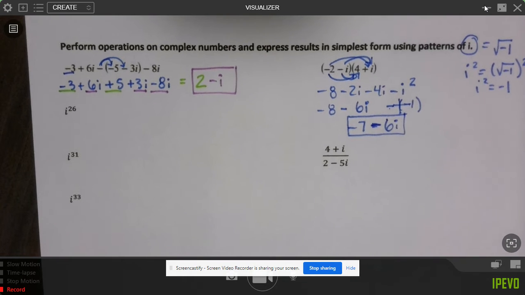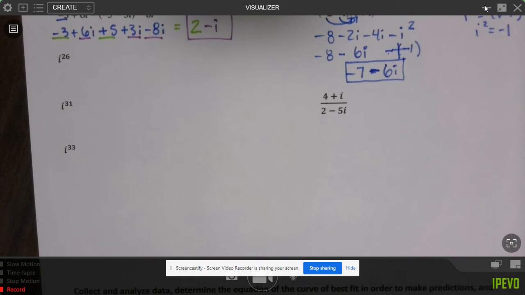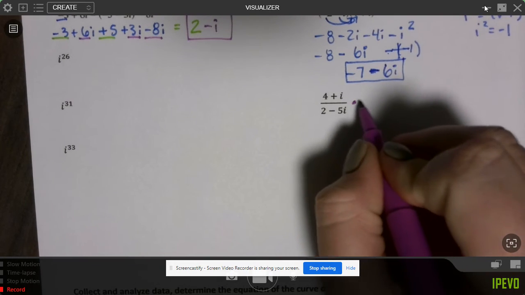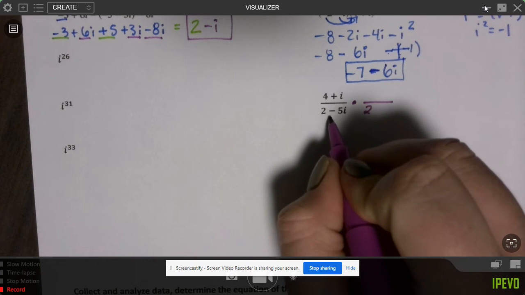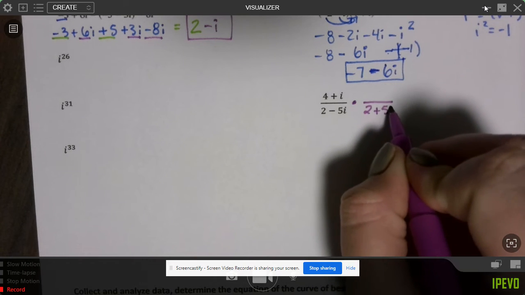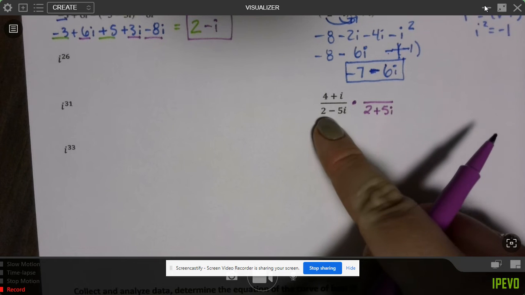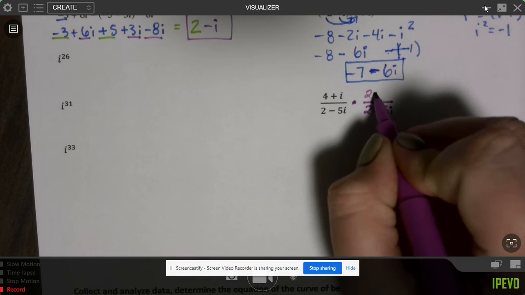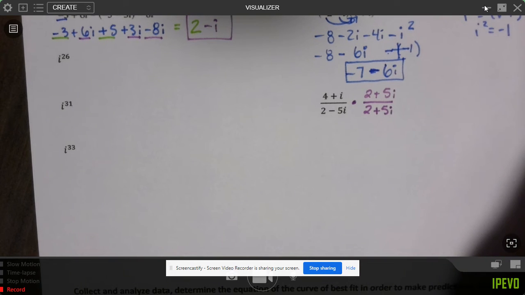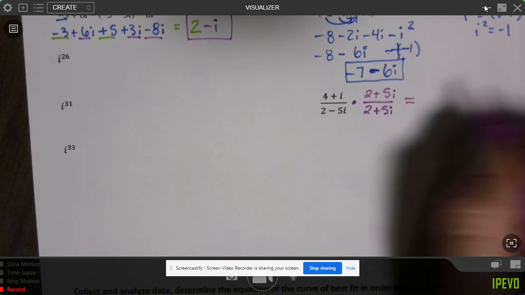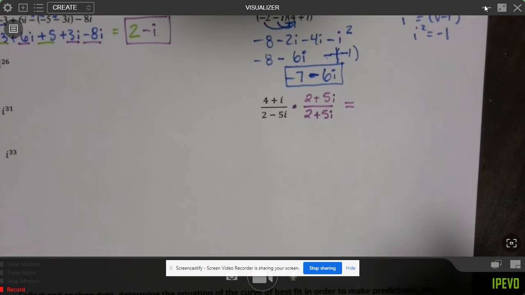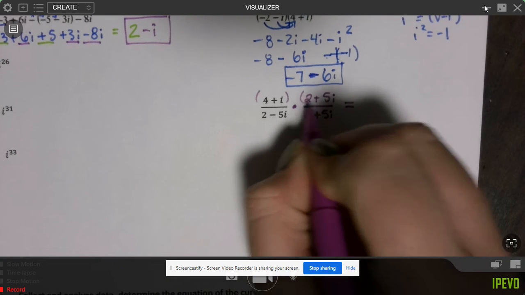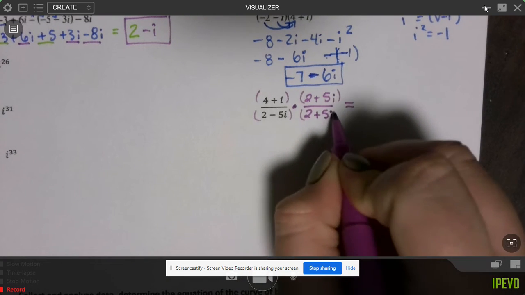When we divide complex numbers, we treat them similar to how we would divide radicals. We need to multiply by the conjugate. The conjugate is the opposite sign for your imaginary part. So 2 minus 5i, the conjugate is 2 plus 5i. We're going to multiply by the conjugate in the numerator and the denominator. What happens here is a grand old foiling of both the numerator and the denominator.